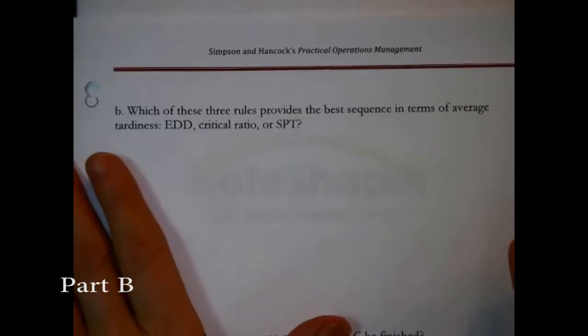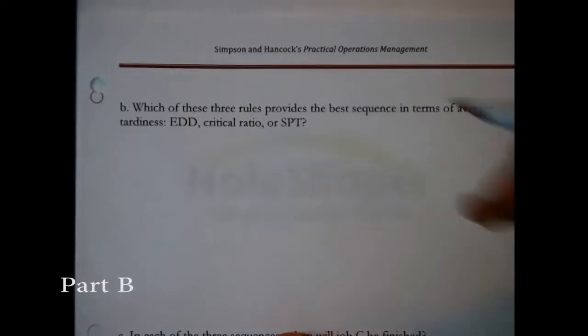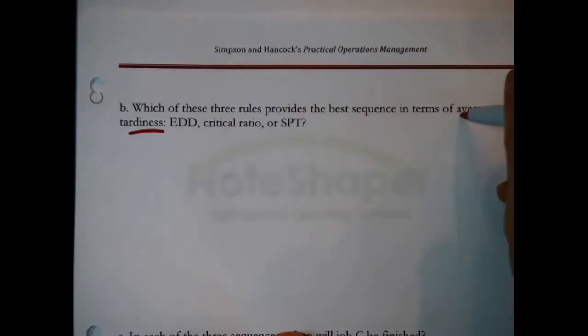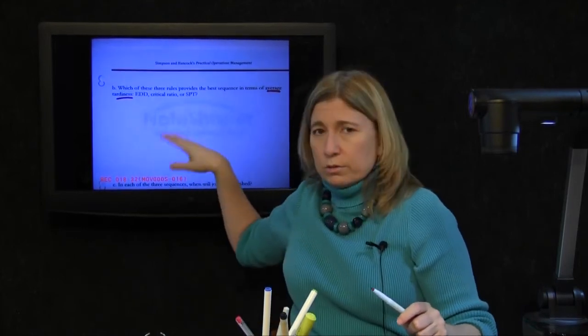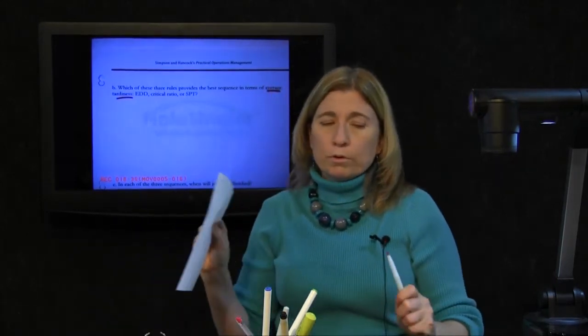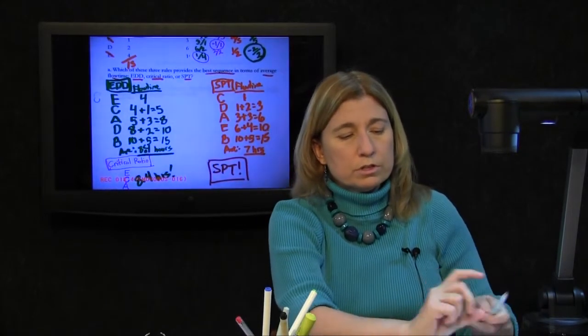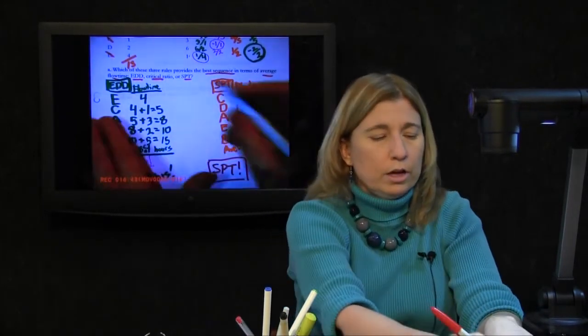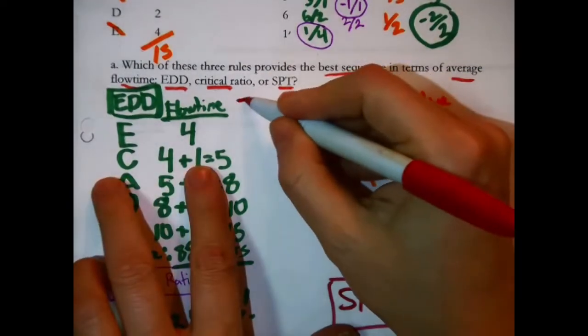Which of these 3 rules provides the best sequence in terms of average tardiness? Now we need to calculate the tardiness associated with each one of these sequences, and then calculate the average tardiness and make a comment on who has the best, which is to say the lowest. We could generate the sequences again, but I would prefer to take advantage of the work we've already done, because it's these same 3 sequences that are being asked about. It's just that now they're asking about tardiness.